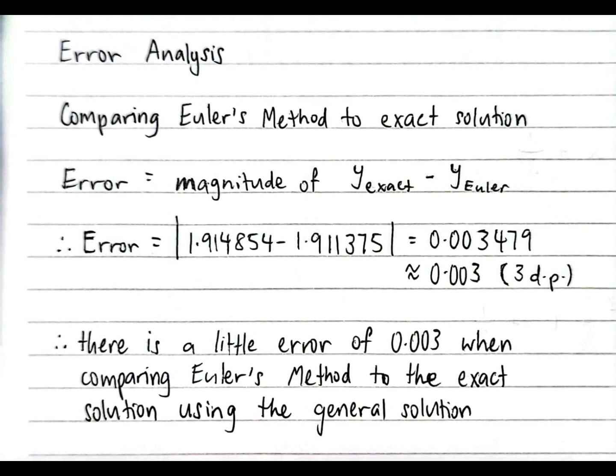Now going through an error analysis by comparing Euler's method to the exact solution. So the margin of error is basically the magnitude of the exact value of y minus the approximate value obtained using Euler's method. And therefore we can see that the margin of error is minuscule, 0.003 rounded to 3 decimal places. So therefore there is a little error of 0.003 when comparing Euler's method to the exact solution using the general formula. The smaller the step size, the more accurate the values obtained using Euler's method.